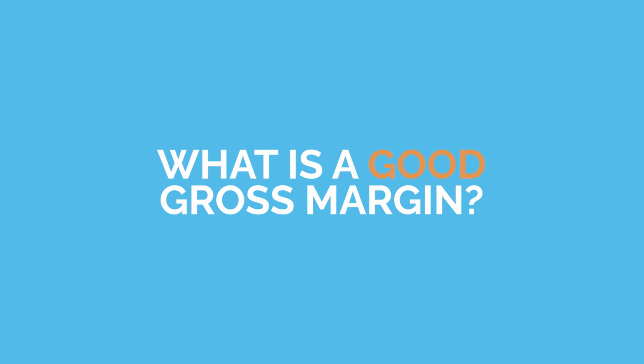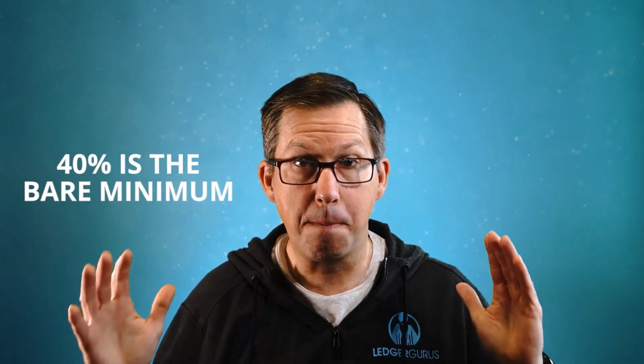Time for the money question. What is a good gross margin in e-commerce? Generally, a good gross margin ranges between 40% to 80%. But let's talk about this. This range is impacted by your manufacturing, by your product type, and by your business model. 40% is the bare minimum that you want to achieve.